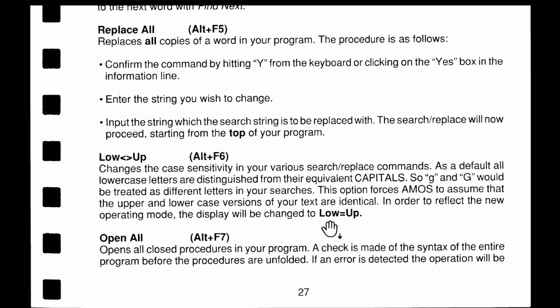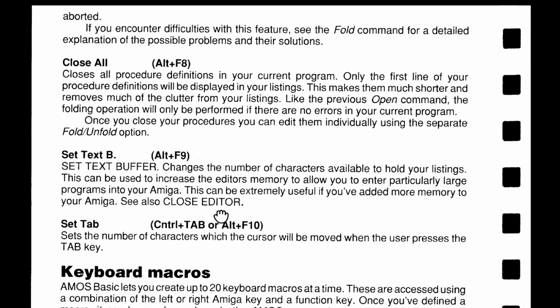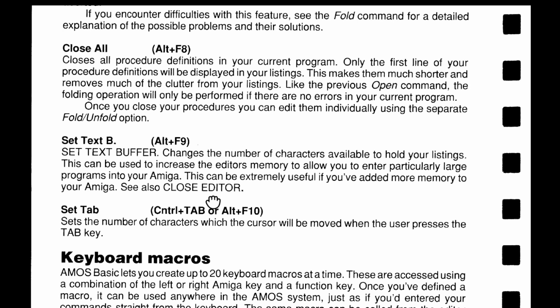Open all, Alt plus F7. Opens all closed procedures in your program. A check is made of the syntax of the entire program before the procedures are unfolded. If an error is detected, the operation will be aborted. If you encounter difficulties with this feature, see the fold command for a detailed explanation of the possible problems and their solutions.